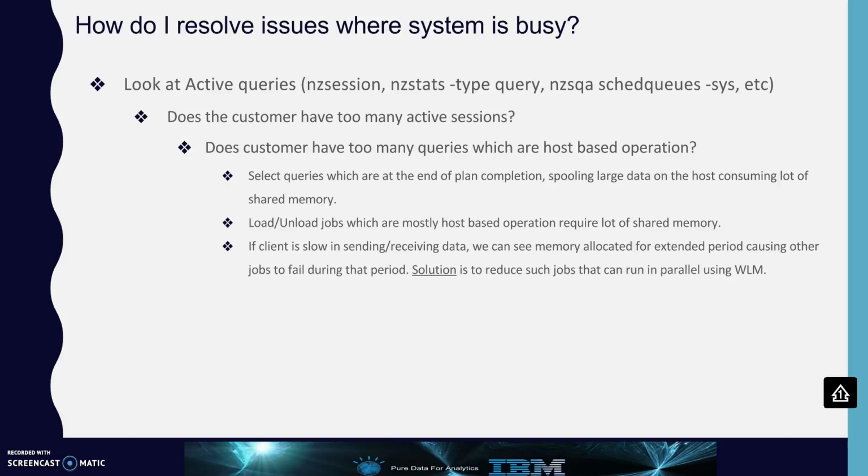If a client is slow in sending or receiving the data, we can see memory allocated for an extended period, causing other jobs to fail during that period. The solution is to reduce such jobs that can be run in parallel using development features.